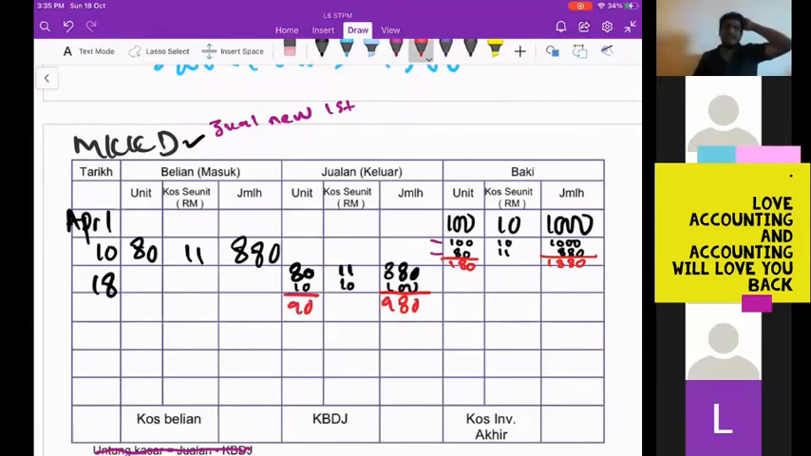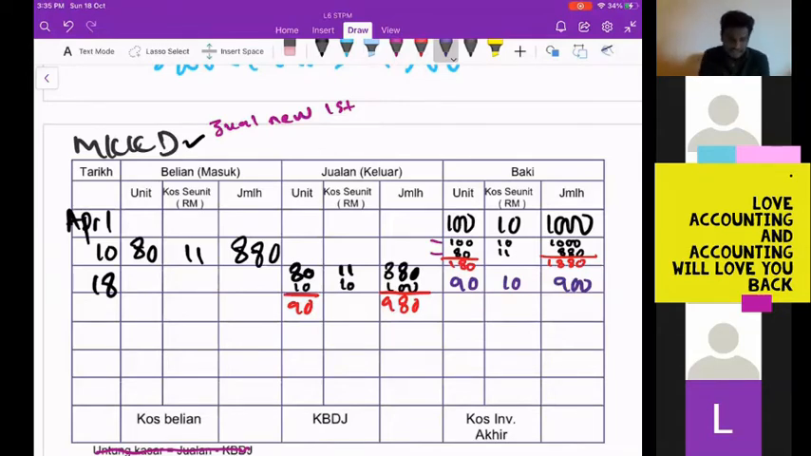The cost per unit tak boleh jumlahkan. Cost per unit jangan jumlahkan. Kalau you jumlahkan, cost per unit is wrong already. Just jumlahkan the jumlah and the unit. Now the leftover. The leftover still with the company is 90 units, 10 ringgit, 900 still with me.